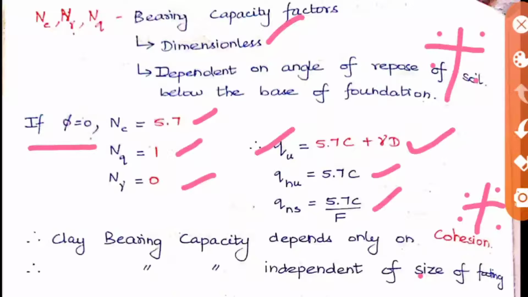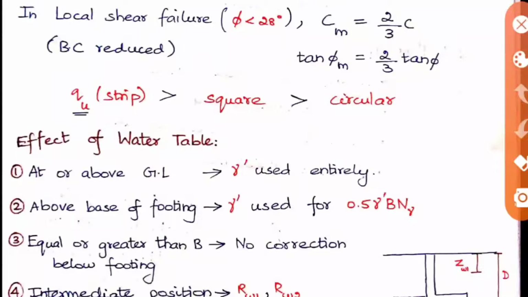And the next is local shear failure, that is when phi is equal to or less than 28 degrees. We have seen this condition, no? cm will be equal to 2 by 3 c, and tan phi m will be equal to 2 by 3 tan phi. In this case the bearing capacity will be reduced. Can anybody remember this 2 by 3 already? Because we have studied this already in the earth pressure chapter.